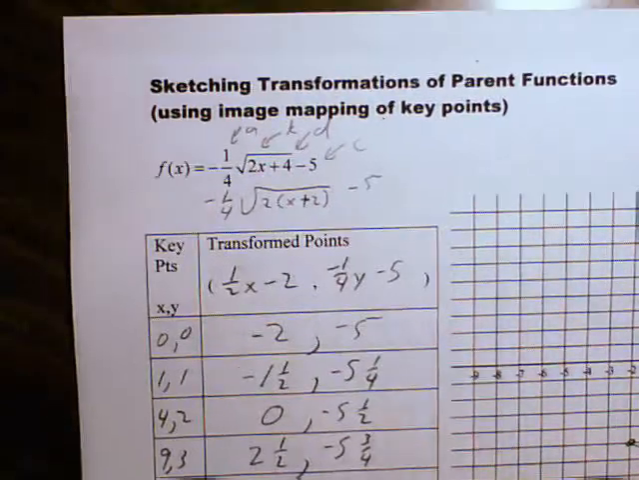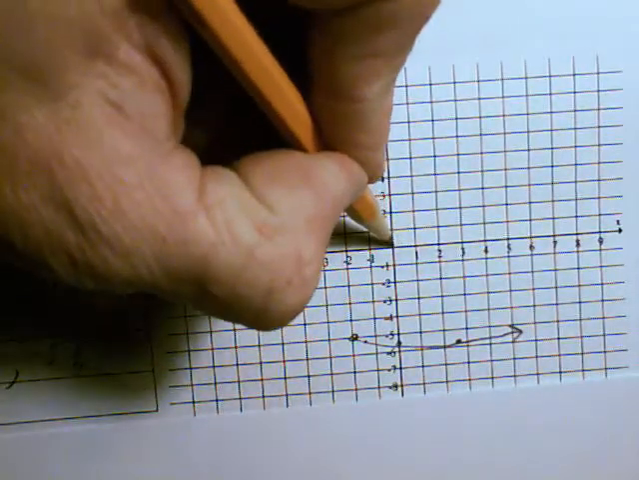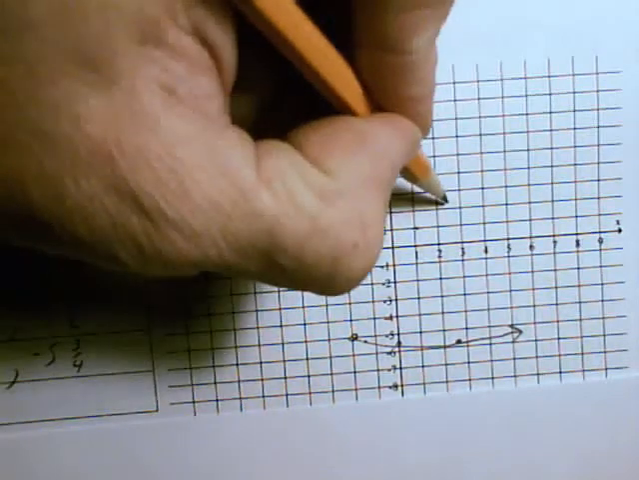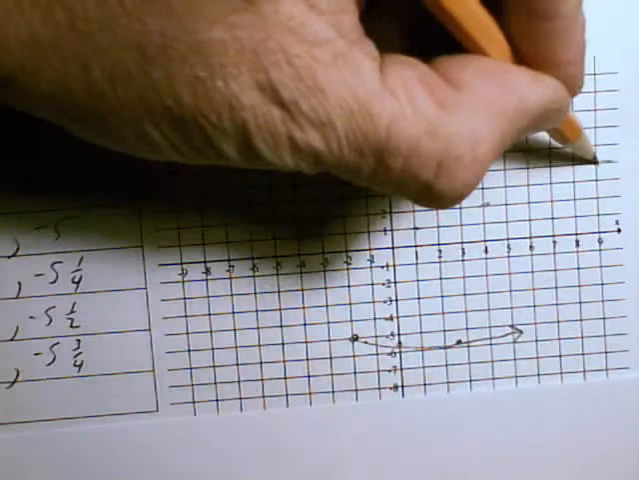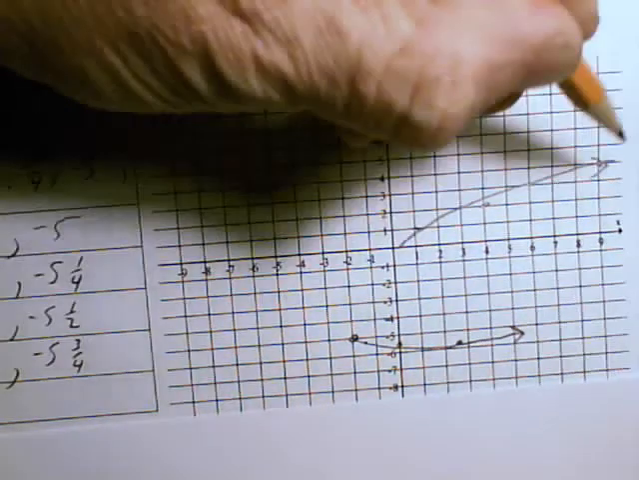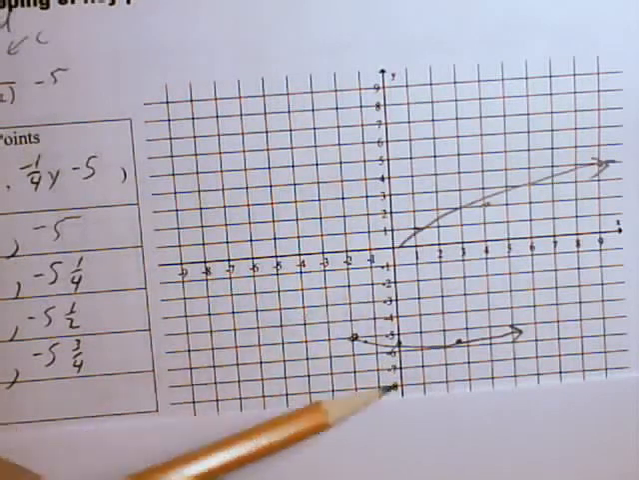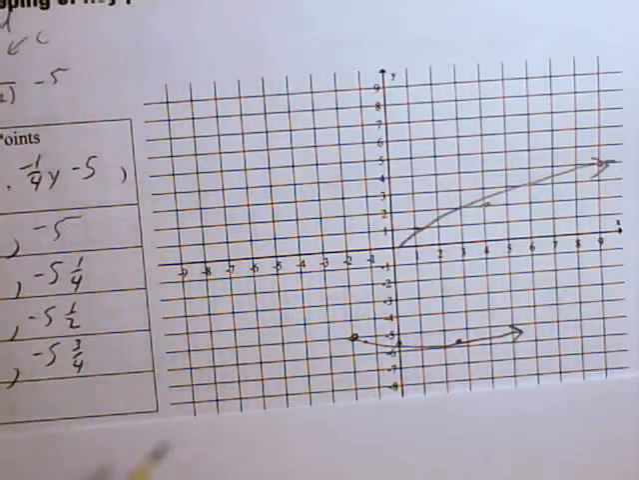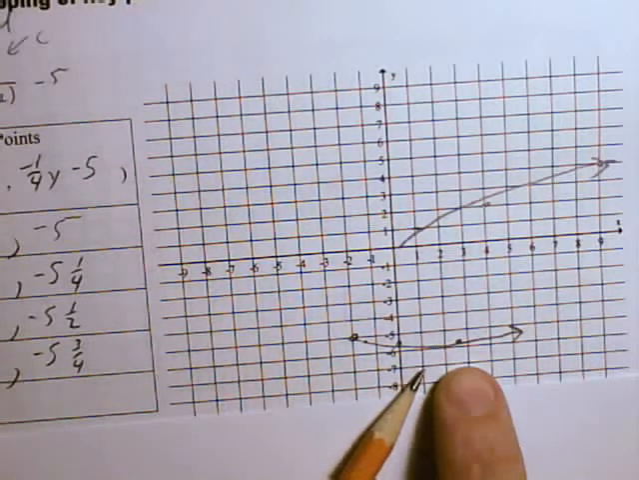If we look back, we had a vertical compression that was reflected in the x-axis. So the parent function of this guy would be up here. So a basic root function looks like that. It has been reflected in the x-axis, and then it has been vertically compressed. It's been shifted to the left by 2, and it's been shifted down by 5.